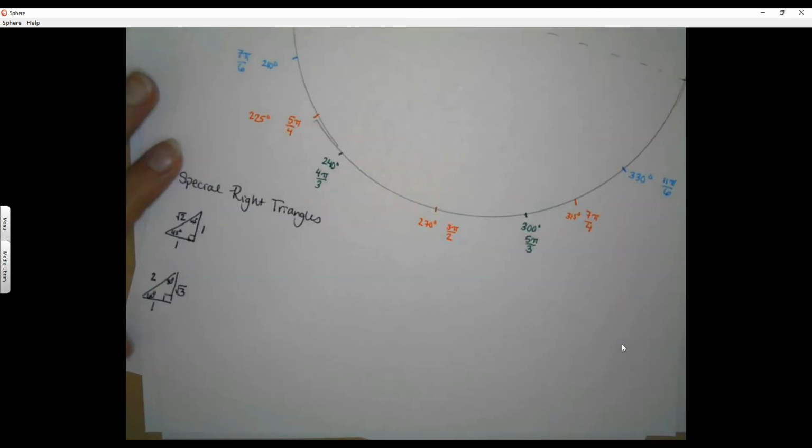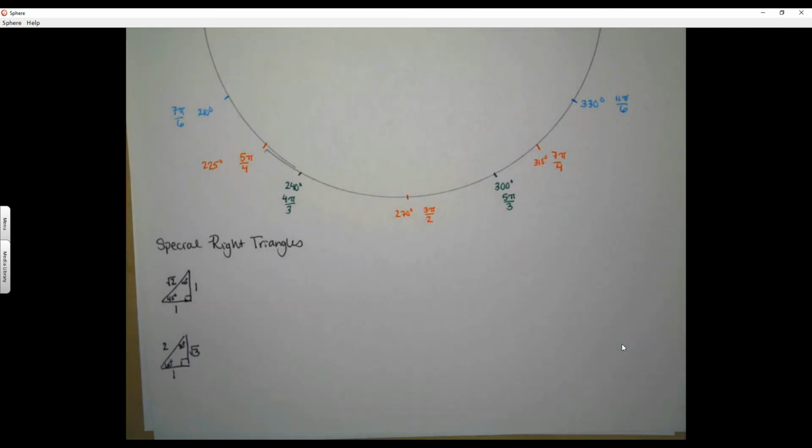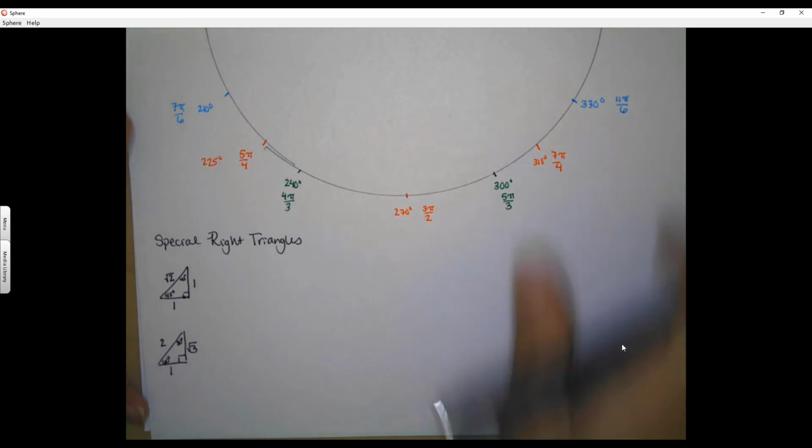Oops. Let me just move my paper around accidentally just for fun. Not really just for fun, but it happens, right?